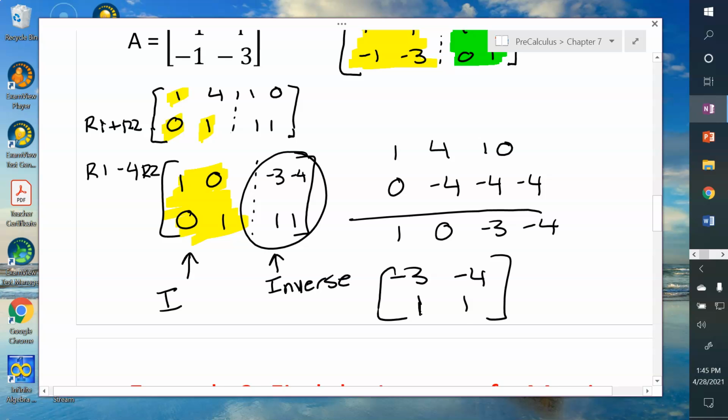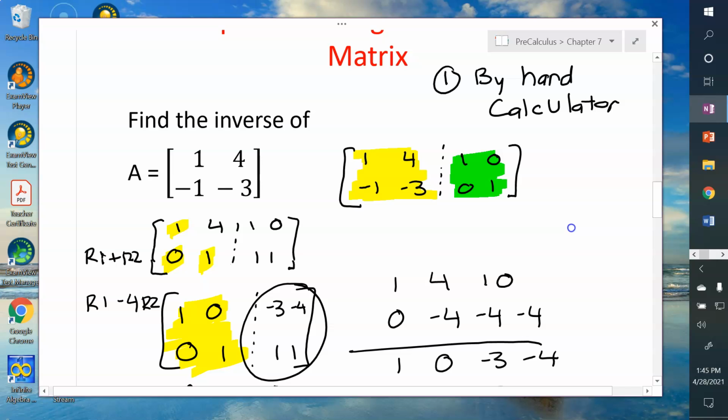Now on the calculator, what you're going to do is enter your original matrix. So enter matrix A, and I would go ahead and put it in spot A. So go into matrix, go to edit, select A, and make sure that that is a 2 by 2. So 2, enter. 2, enter. Then I'm going to enter in 1, 4, -1, -3.